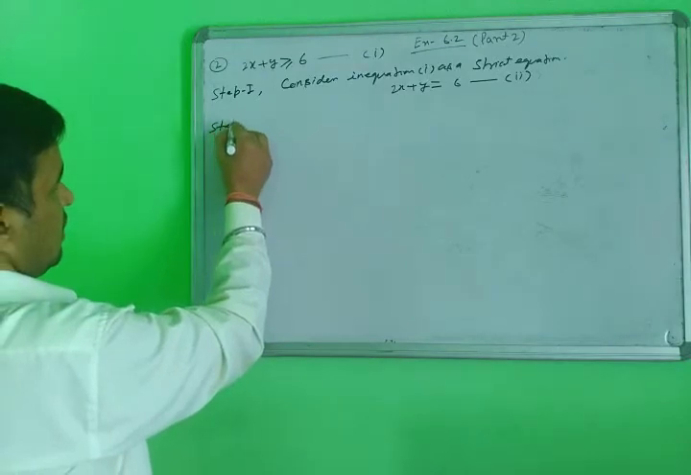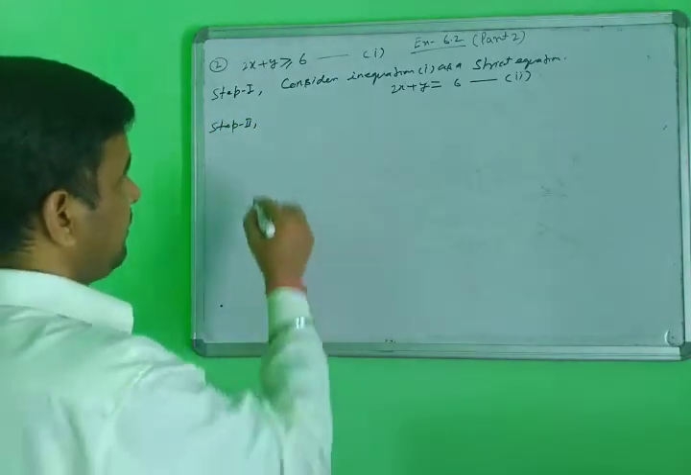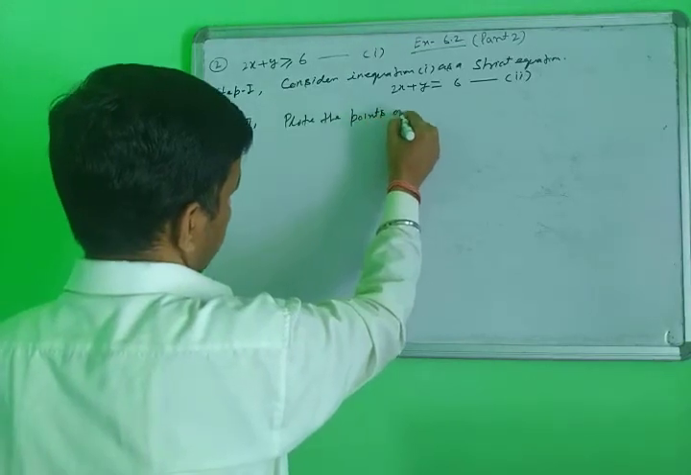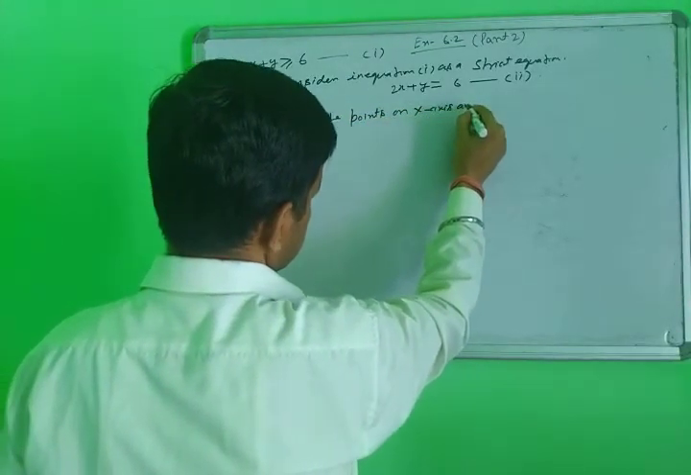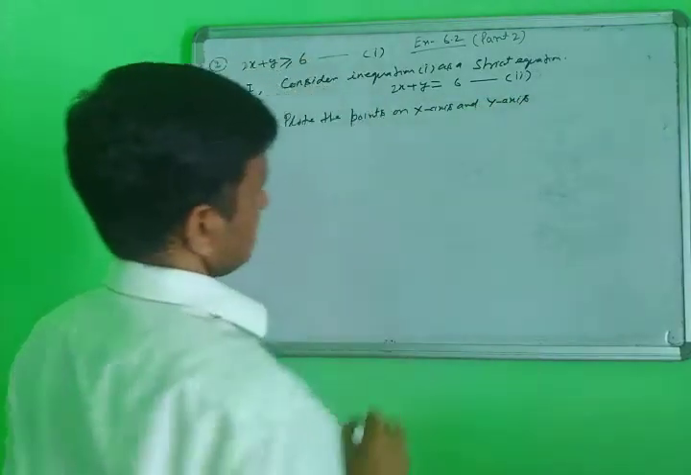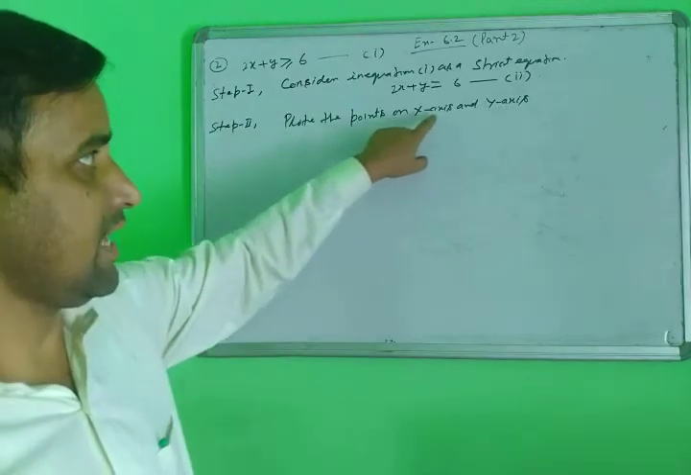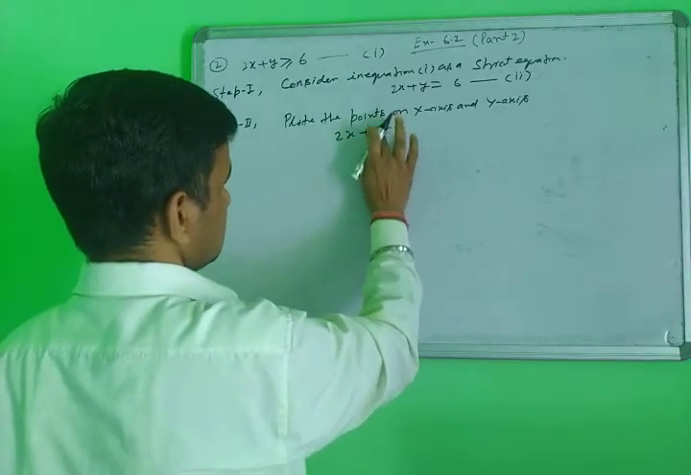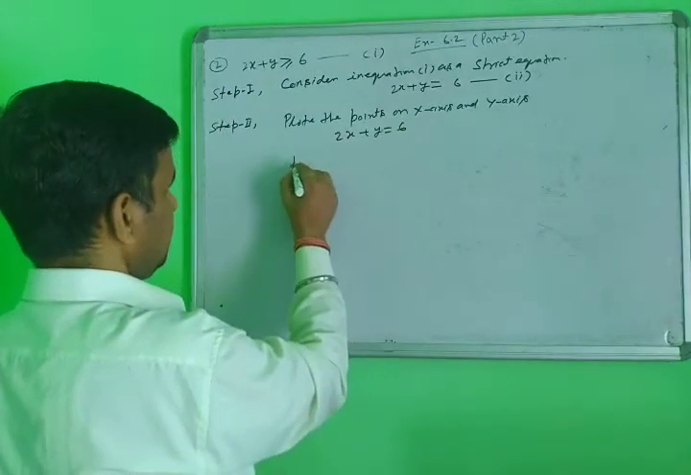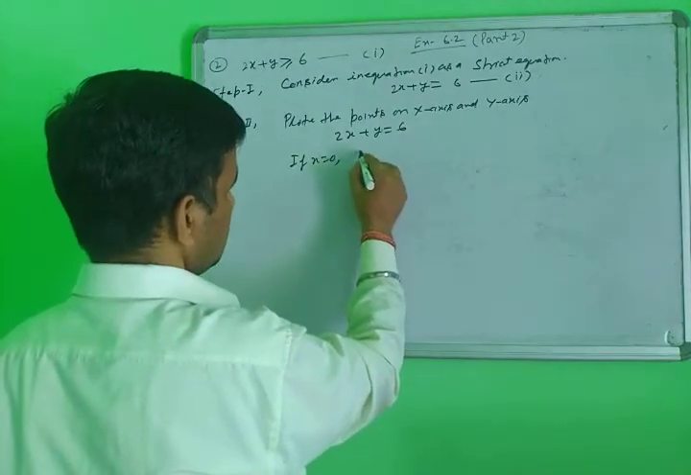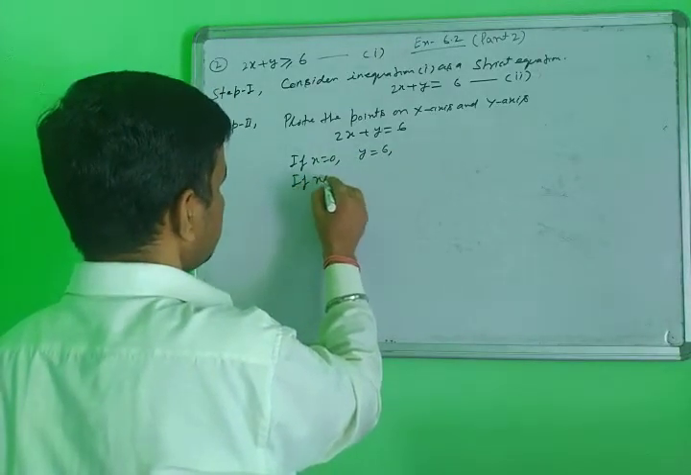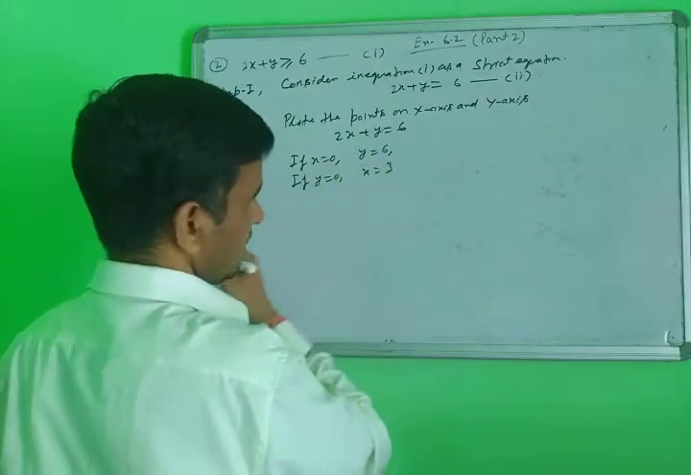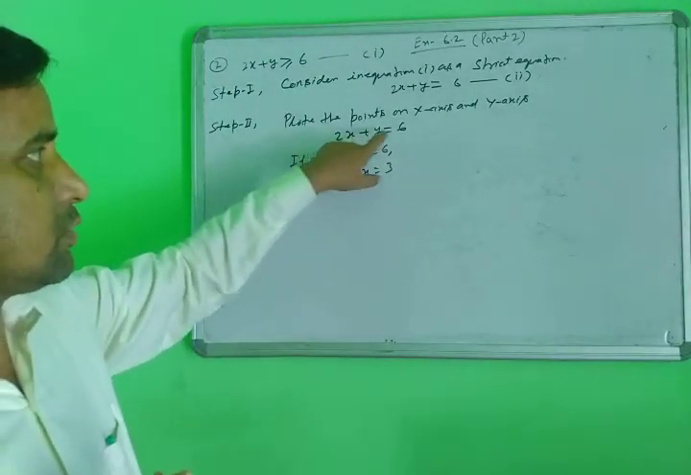Step second: plot the points on the x-axis and y-axis. Here write 2x plus y equal to 6. Suppose if x equals 0, then y equals 6. If y equals 0, then x equals 3. Meaning when you put y equal to 0, 2x equals 6, so x equals 3.